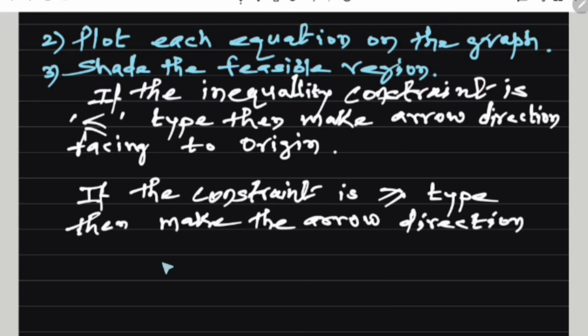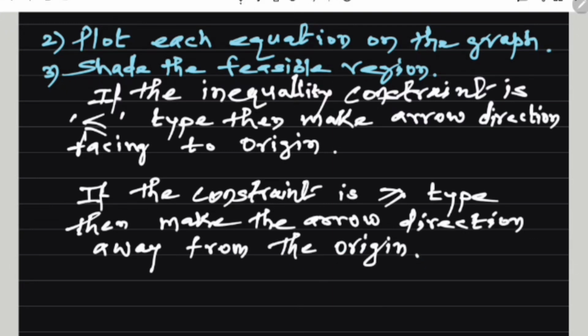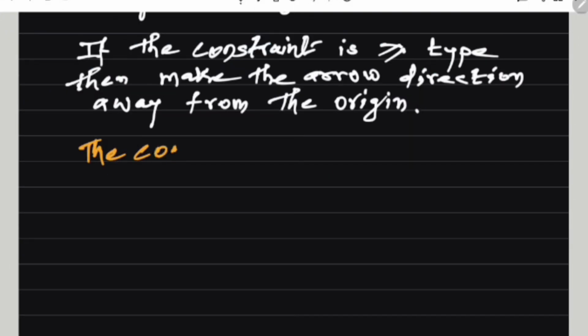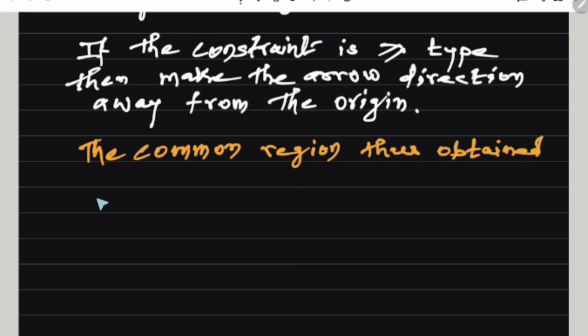Therefore, remember this as an important step to obtain the feasible region. Then the common region is called as feasible region. The common region obtained is known as or called as feasible region.